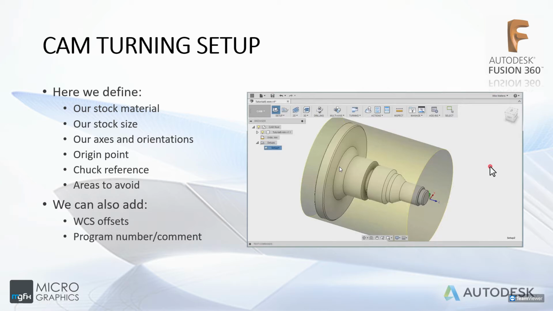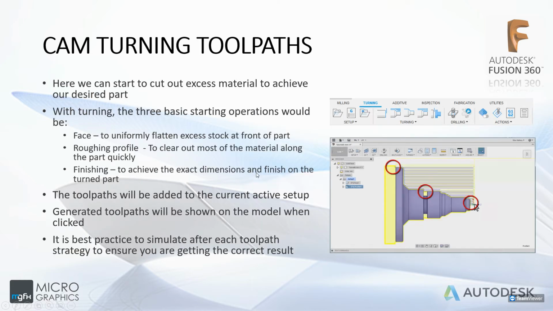Okay. In this process, we can also set world coordinate system offsets, as well as give our program a name, a number, and add in a comment for a description. Remember, some controllers only accept numbers for their program names. And I think they have a limit of about 6 or 7 digits. So we've got to be wary of all that and give the information to the machine correctly.